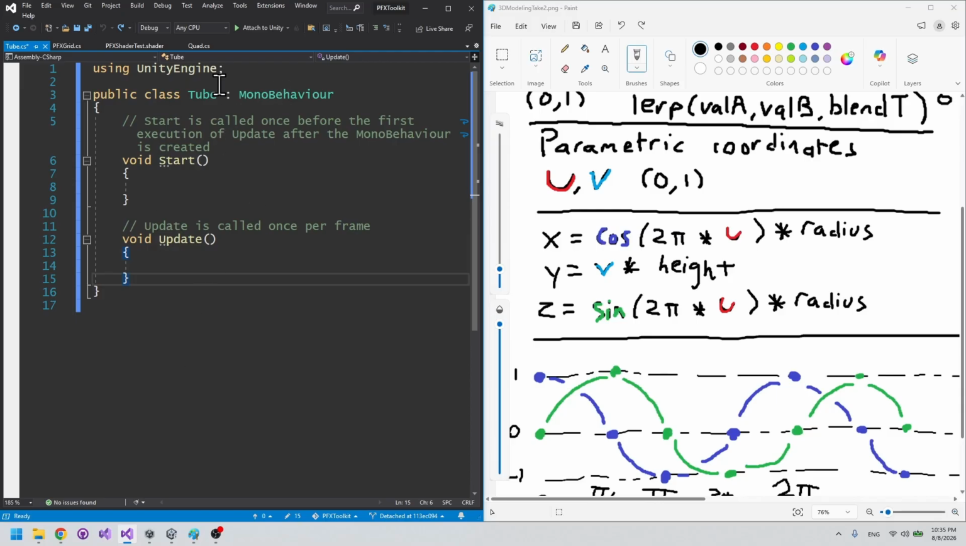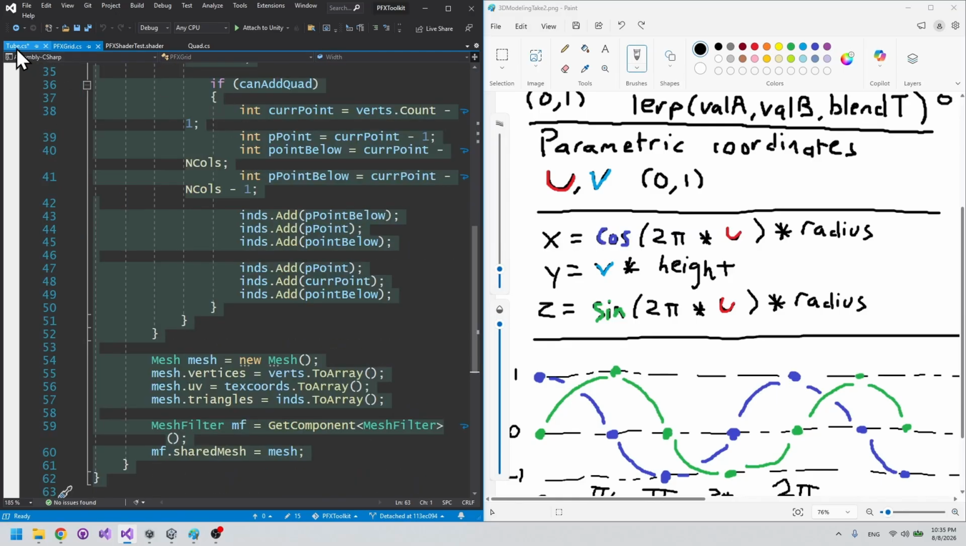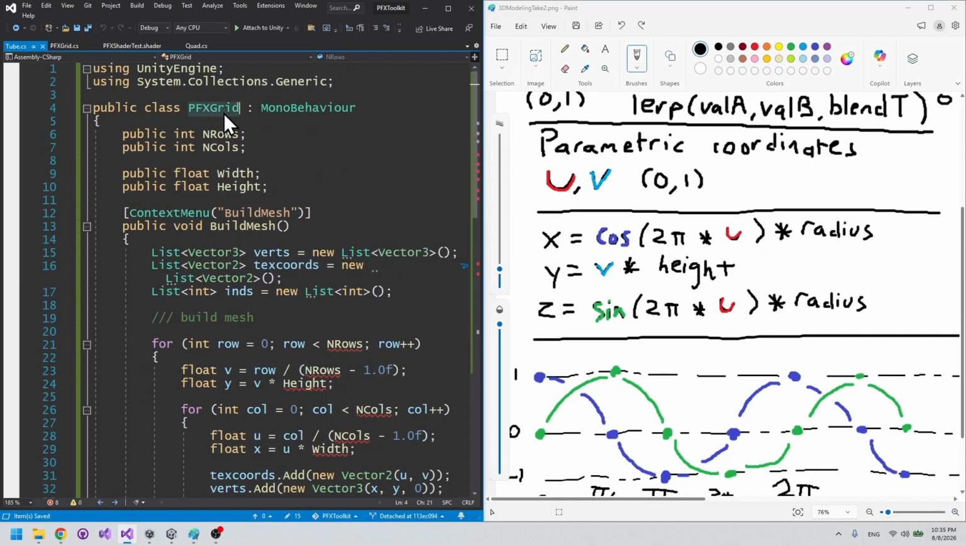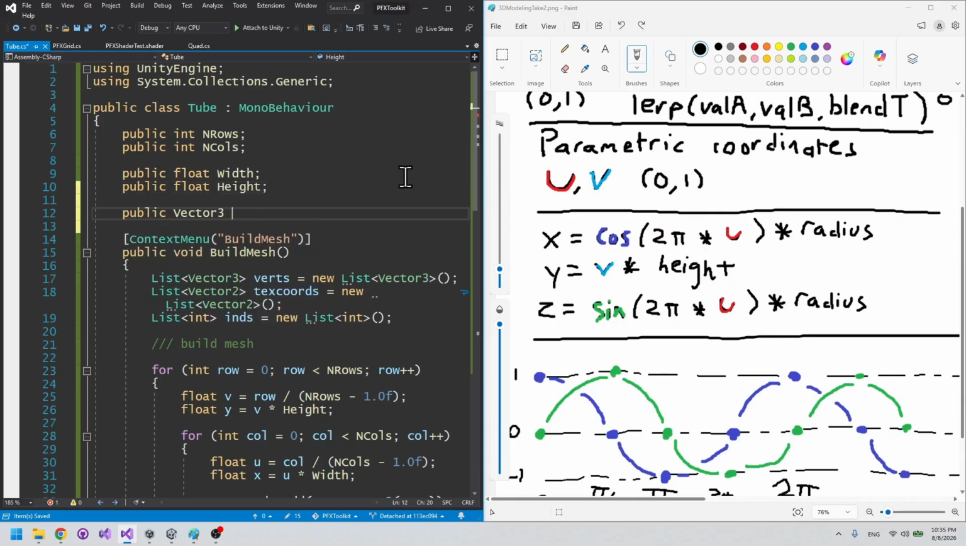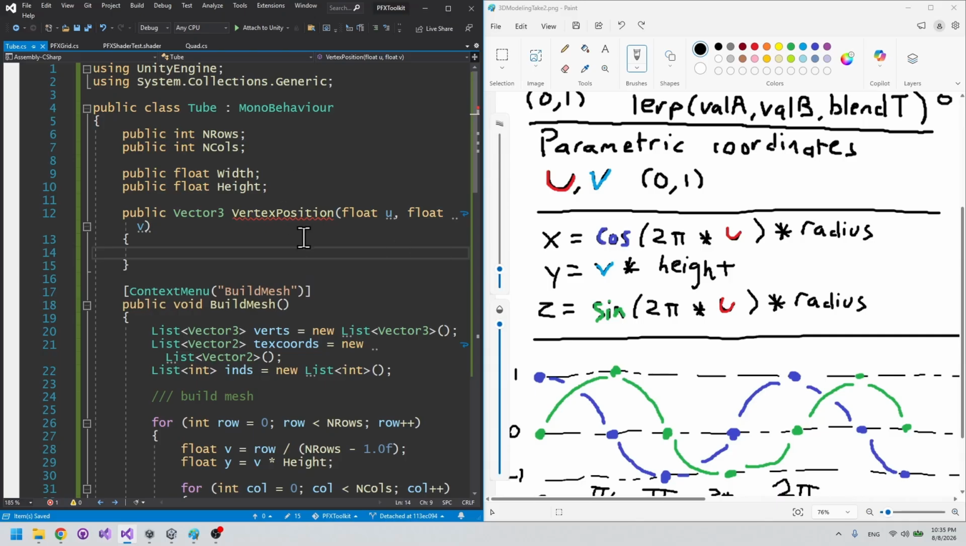So I've got an empty tube script that I set up here. And as I was just saying, this is going to be heavily based on our grid. So let's just copy that over to our tube and just make sure that we rename this so that it still is called tube. All right. And so the first thing I want to do here is let's just take this parametric function and translate that to code. So it's going to take u and v as its inputs, right? And then it will output a vertex position that we'll put into our vertex buffer. Okay, so this is going to return a Vector3, and we can call it VertexPosition. And it will take as its inputs u and v parametric coordinates, okay?